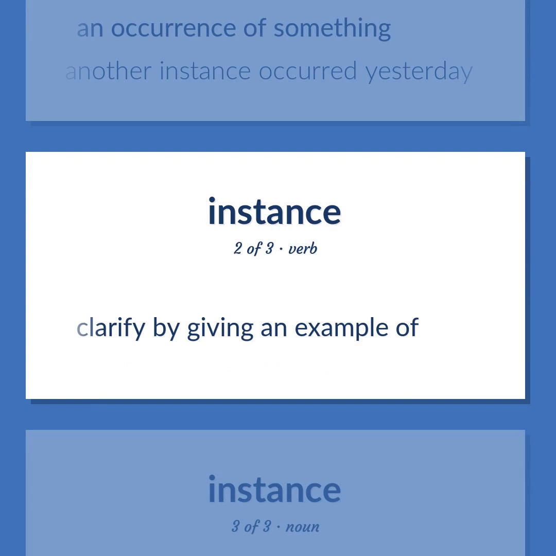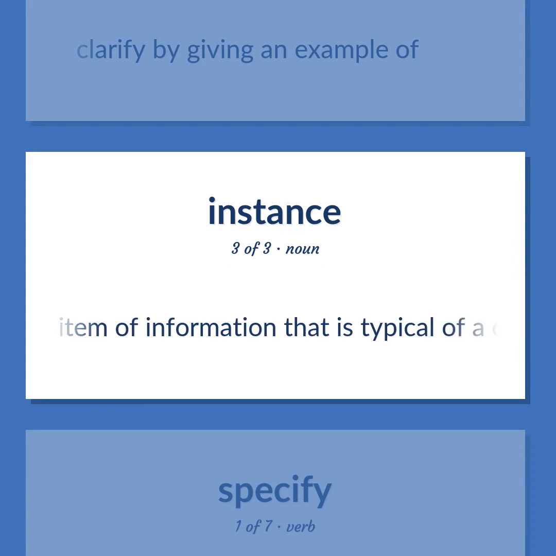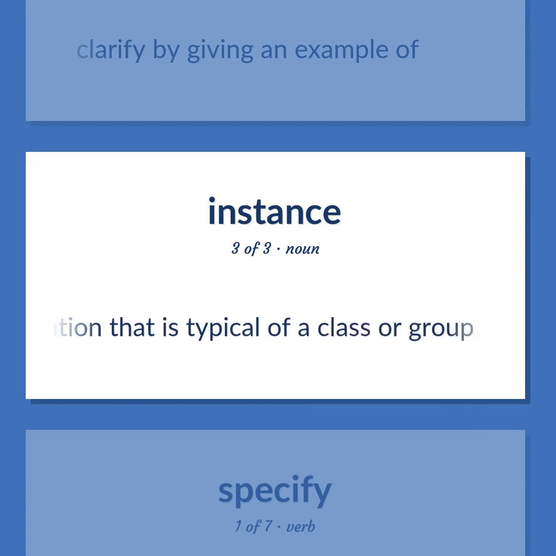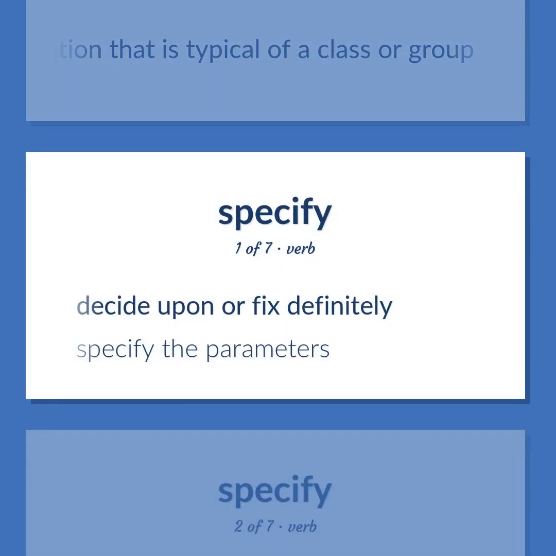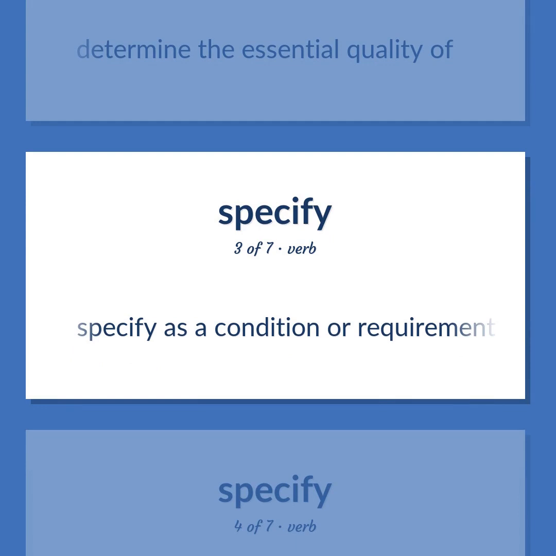Clarify by giving an example of. An item of information that is typical of a class or group. Decide upon or fix definitely. Specify the parameters. Determine the essential quality of. Specify as a condition or requirement in a contract or agreement. Make an express demand or provision in an agreement.